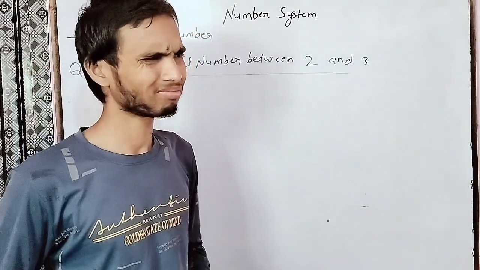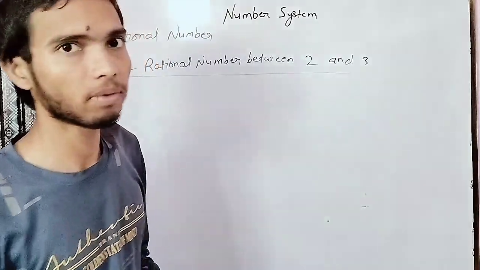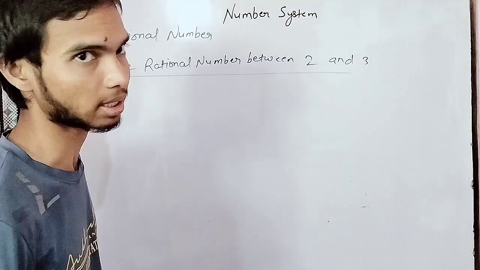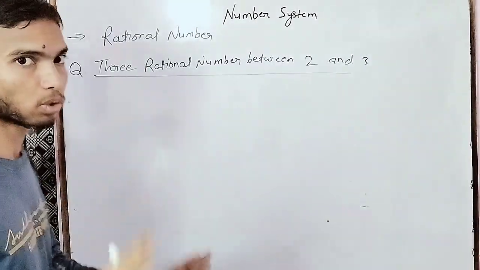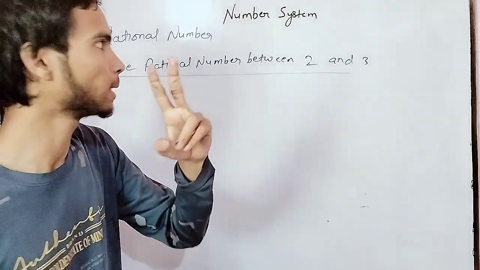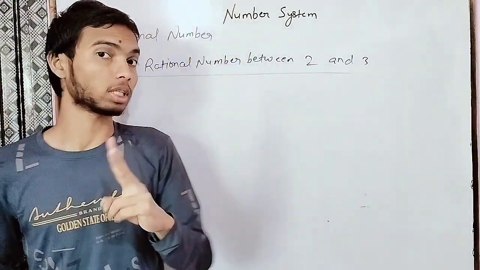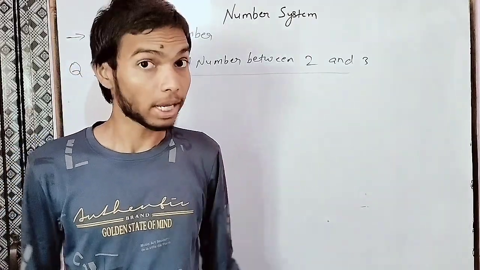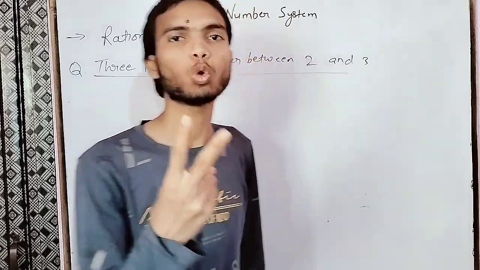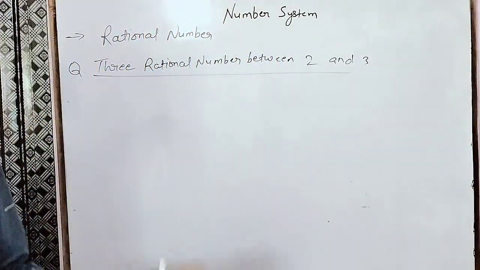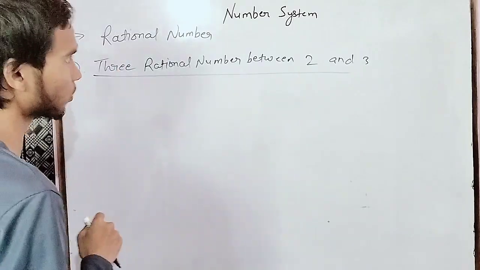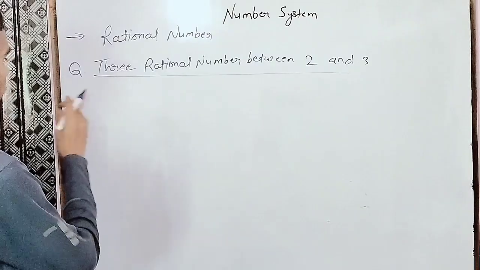You would be thinking it is impossible. Where are three rational numbers between them? You are saying there are no numbers between 2 and 3. But it's not true. There are a lot of rational numbers between two integers, between any two rational numbers. Even I can say that there are infinite rational numbers between any two numbers. I am going to prove that there are three rational numbers between them.